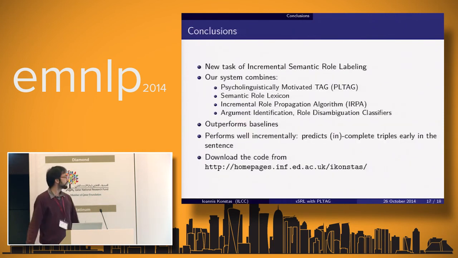So, to conclude, I just presented you a new task of incremental semantic labeling, which is based on the psycholinguistically motivated tree adjoining grammar. It's a syntax-first approach, and the TAG has a lexicon we augmented with semantic role labels, which come from a PropBank. We introduced this incremental role propagation algorithm, and in order to boost our accuracy, we use a classifier for identification and role disambiguation. It's shown to outperform baselines, and it also does quite well when we do things incrementally, as I showed you in the last graph.